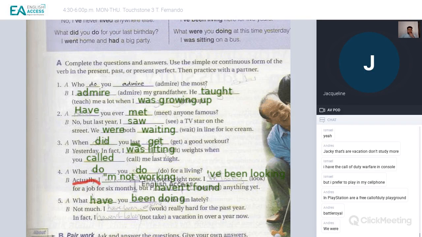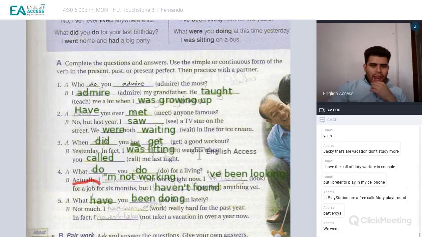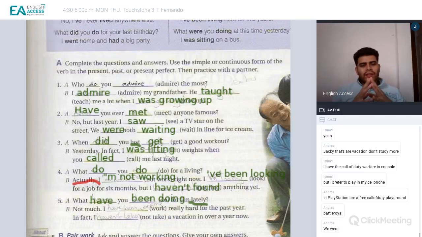All right. Now, time expression: lately. The adverb lately will always be the present perfect continuous. Present perfect continuous is have or has, been and the verb with ing.